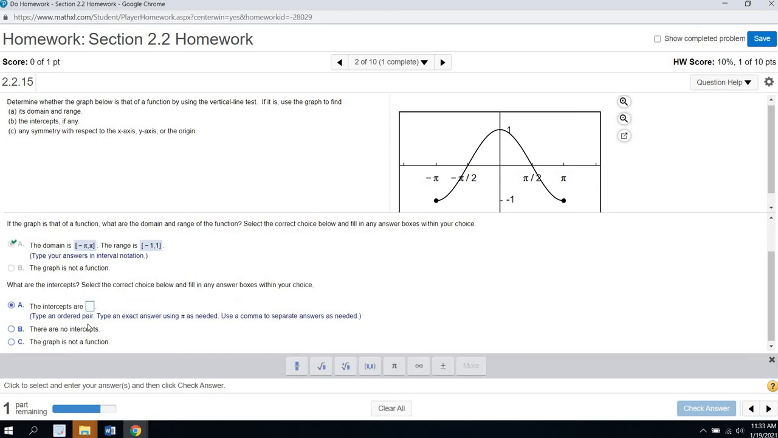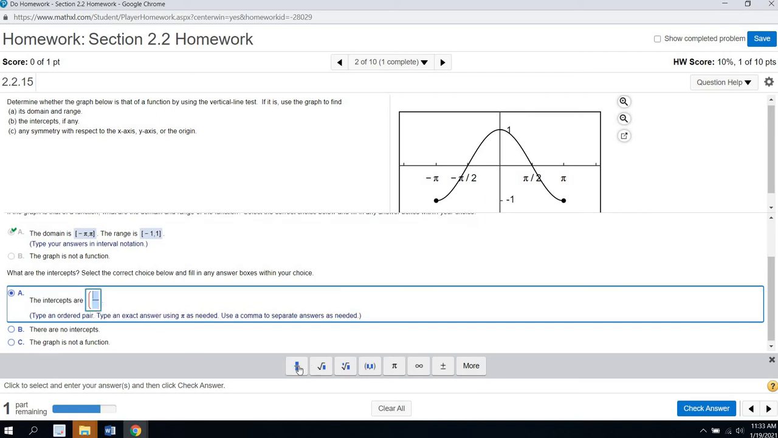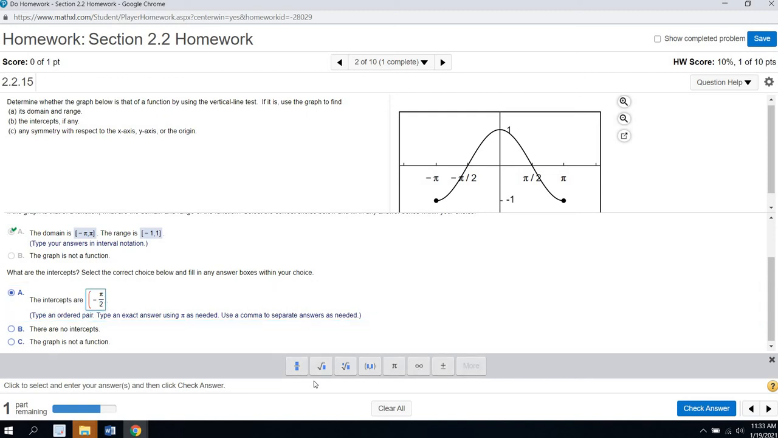The intercepts. Well, what does it look like the intercepts are? Sorry, didn't hit the right button. So parentheses, and it looks like a minus pi over 2. So I'll get my minus out in front. Now I clicked my right arrow over and up top, I'm going to get the pi over 2. And then comma 0.